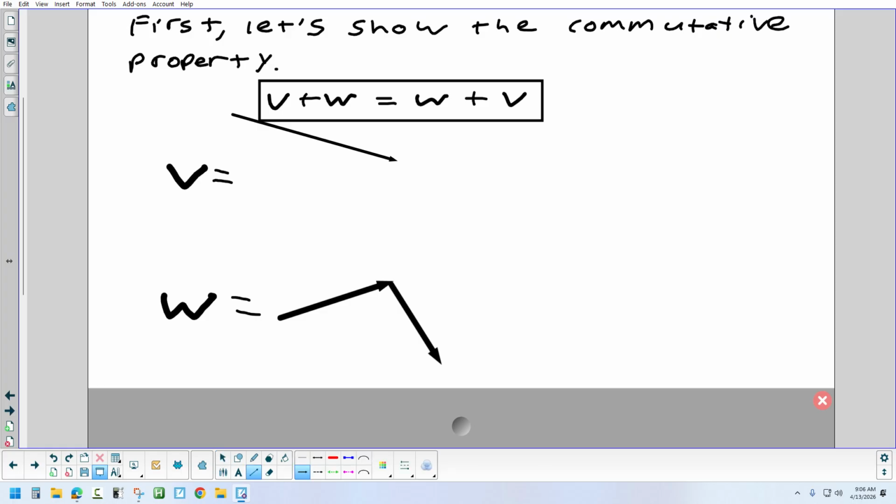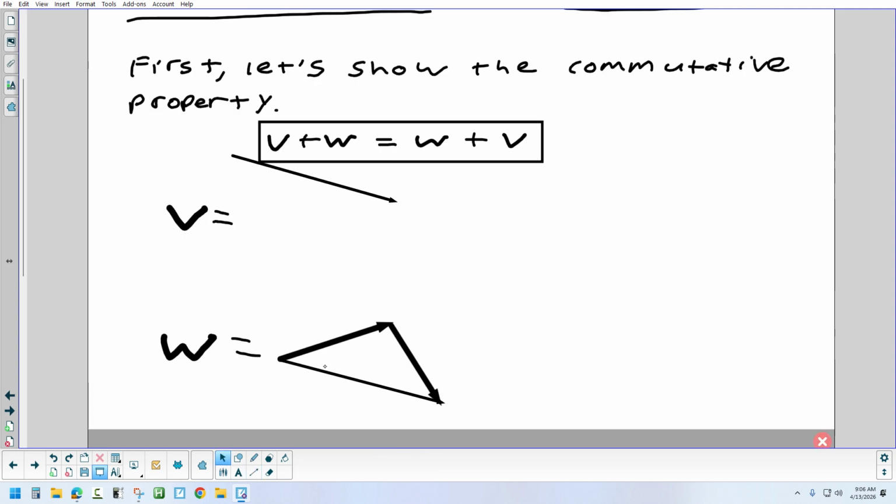Now if I draw in my diagonal, that's W plus V, and now I want to line them up and see how they compare. A little bit off, not bad, it's pretty close. But that's W plus V, so they should be identical. That's the commutative property. And that works for 2 vectors, it works for 100 vectors. You can always add the vectors in any order, and the result will be the same.